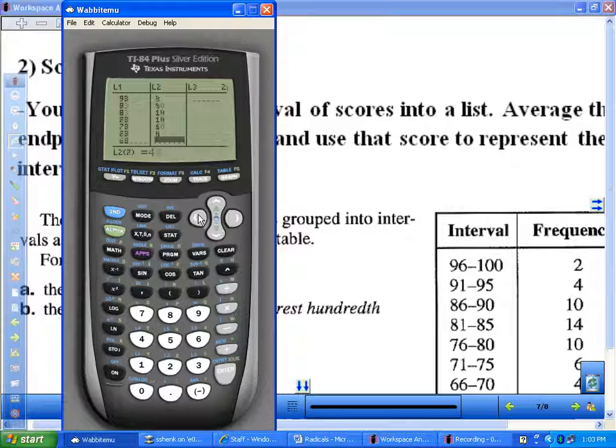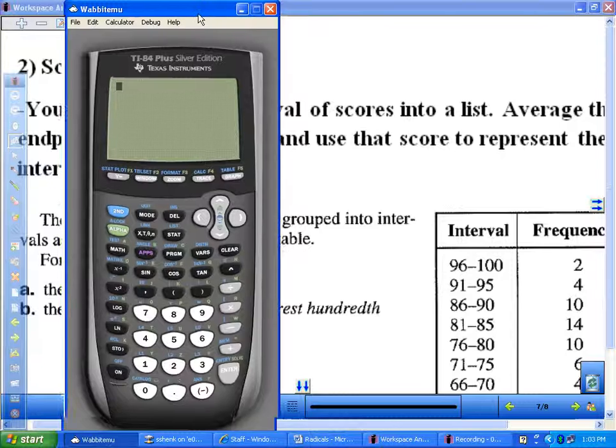Okay, which is why we go back and do what? We go back and double check. 68, 4, 73, 6, 78, 10, 83, 14, 8, 10. I've got a goof. What's that supposed to be? It's supposed to be an 88. So 88, 10, 93, 4, 98, 2. Are we correct now then? Yes. Okay, so second, quit. We'll move back to the home screen.